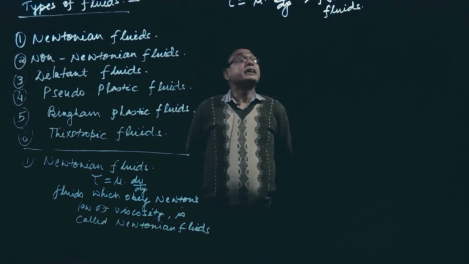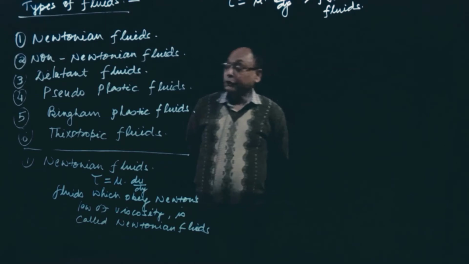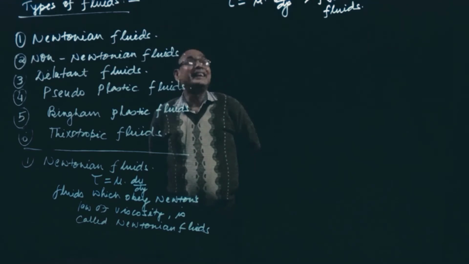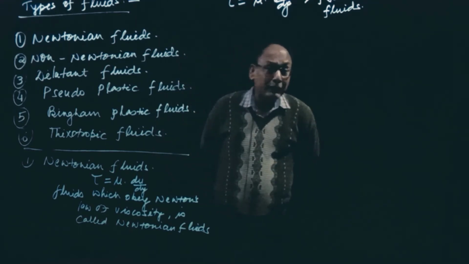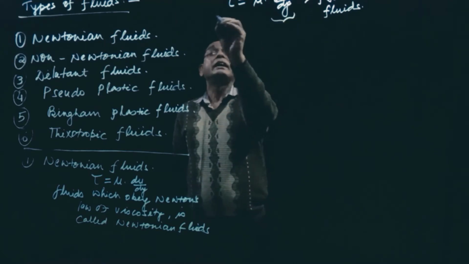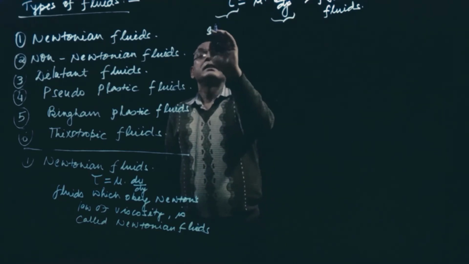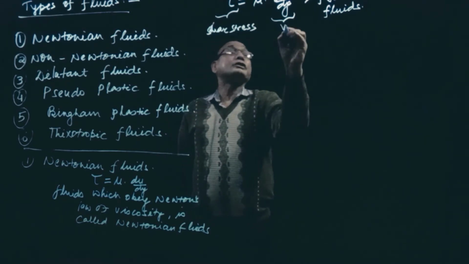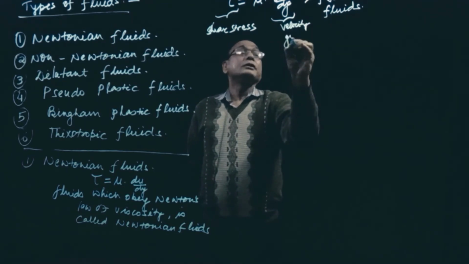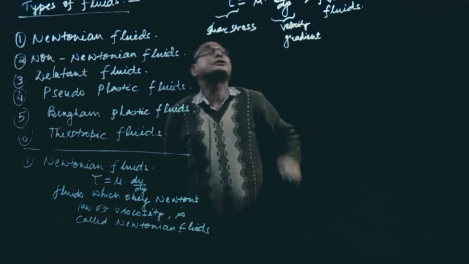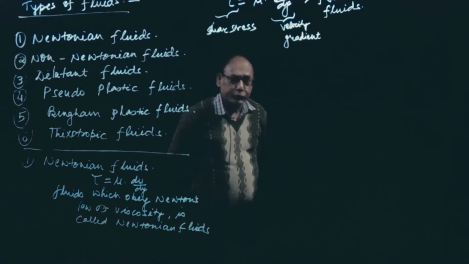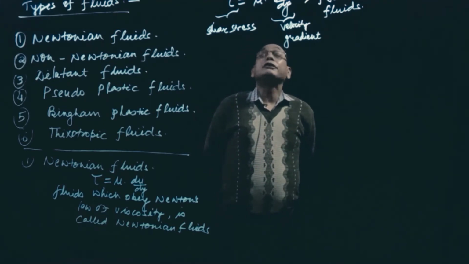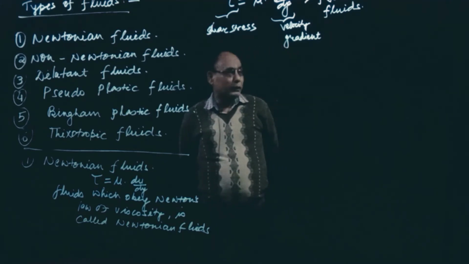For a fluid to be Newtonian, the condition is that it must obey Newton's law of viscosity, which says that the viscous shear stress in a fluid medium is directly proportional to its velocity gradient. This is shear stress and this is velocity gradient. The proportionality constant is the absolute viscosity. This equation is called Newton's law of viscosity. A Newtonian fluid always obeys this law.